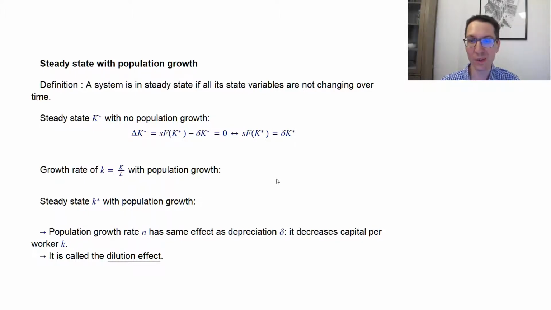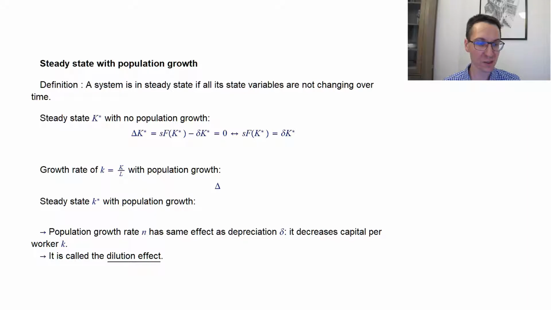Now we know that we can't do the same thing with population growth, because new workers will always, in the end, increase the stock of capital. But what we can do is do the same exercise in per capita terms. So let's just do that. Pay attention, this demonstration is very useful.